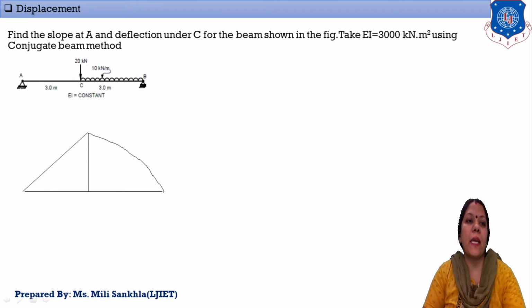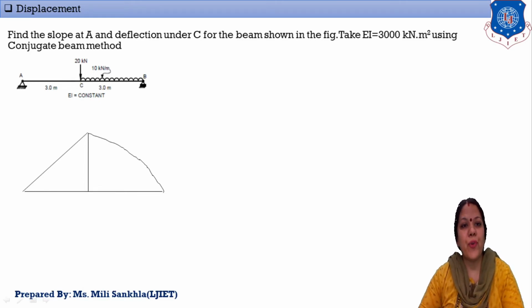Okay, now our second example is for UDL load, and here I take a simply supported beam, and this example we solve with our conjugate beam method. Okay, now at which points we find slope and deflection, that we study. Find out the slope at A and the deflection under C, for the beam as shown in the figure. EI is equal to 3000 kilonewton into meter square, using the conjugate beam method.